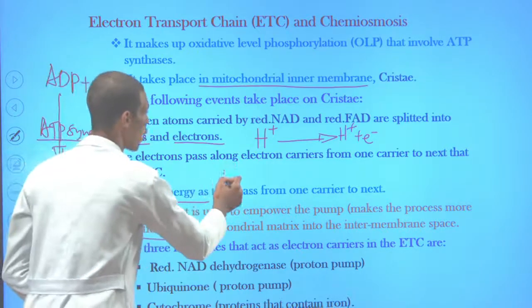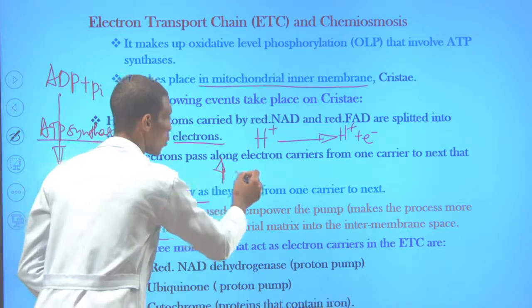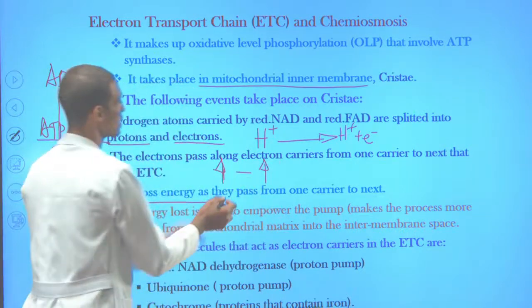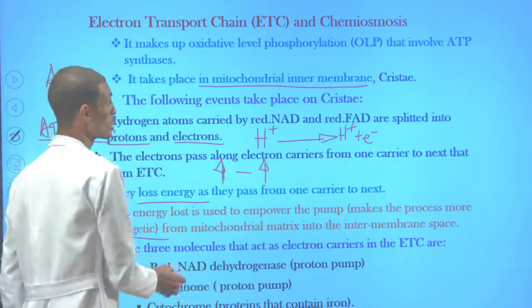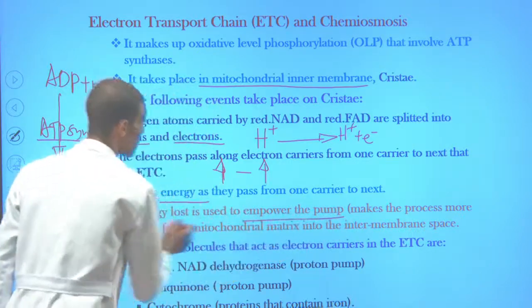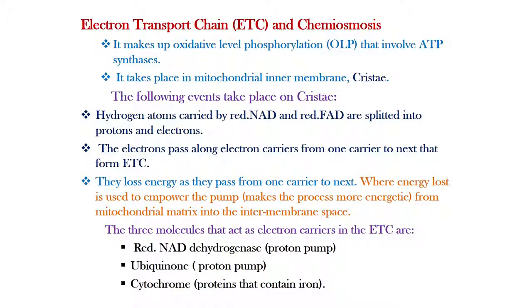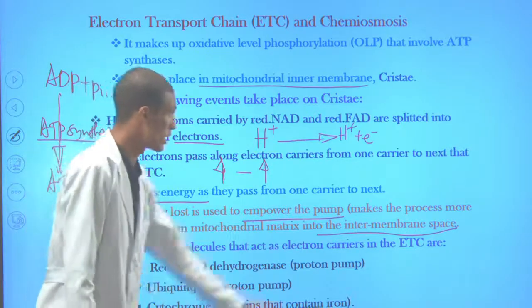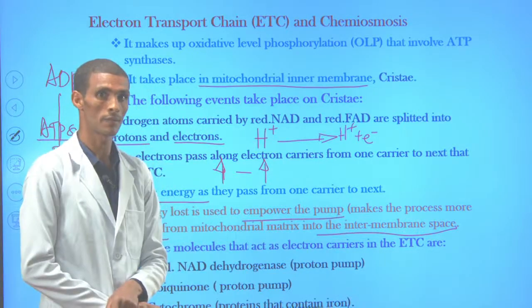When they are jumping from one carrier to another, there is a loss of energy. Energy loss is very important in powering the system, making them jump more energetically from one step to another, and it enables the process to accumulate the protons in the mitochondrial inner membrane.